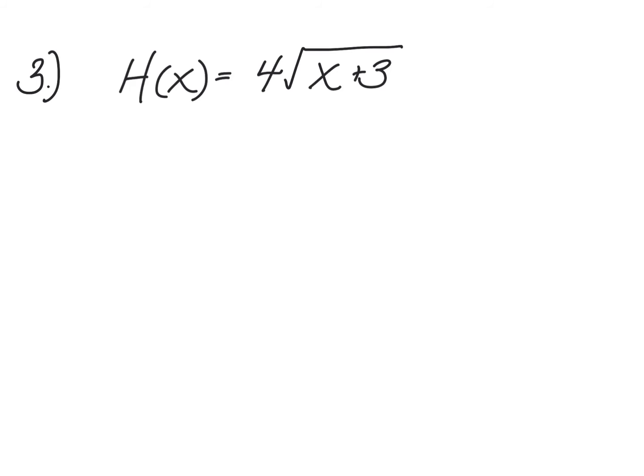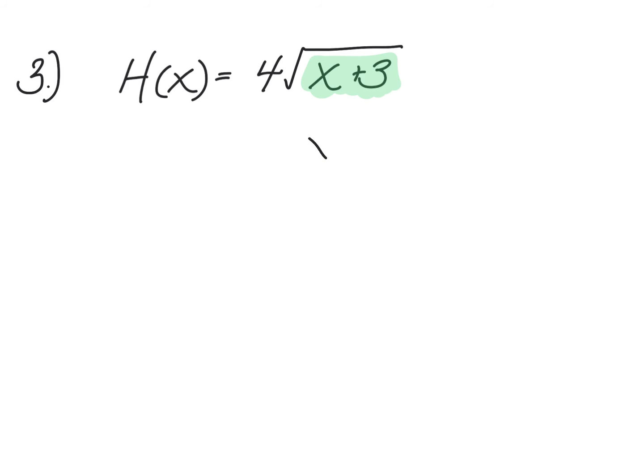All right, let's look at h of x, which is 4 times the square root of x plus 3. So again, I have a radicand here. So I'm going to look at this x plus 3 and think about what causes a problem. I can't have a negative radicand. So if x were -3, that would be 0.